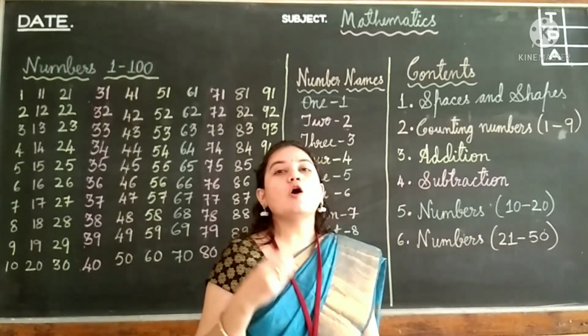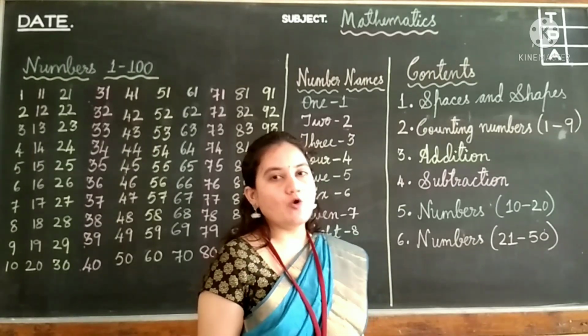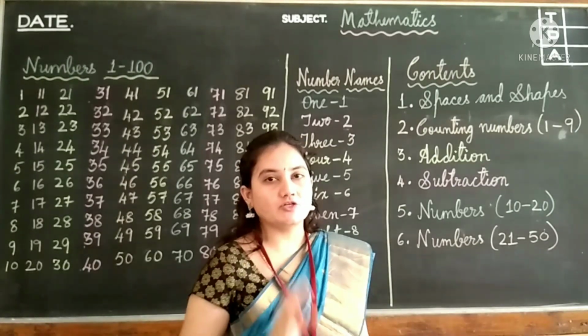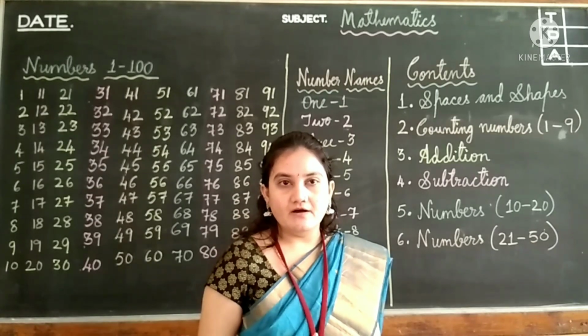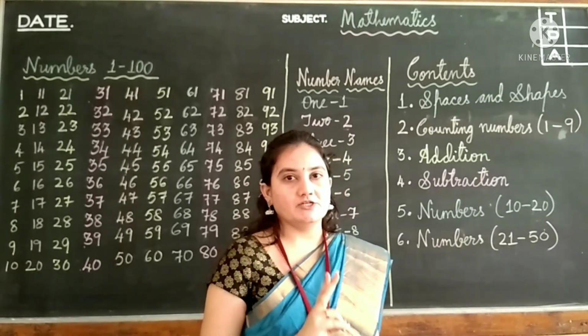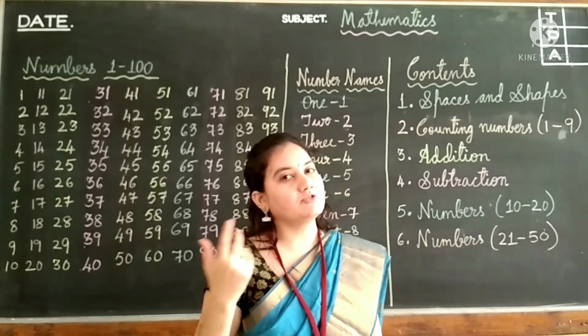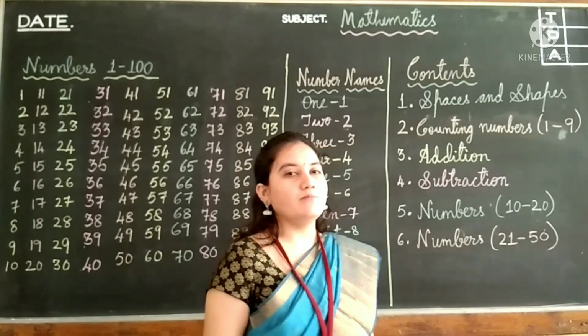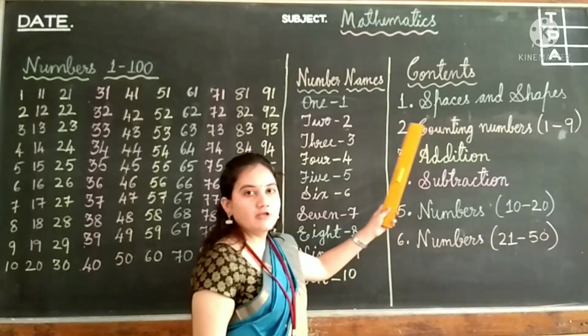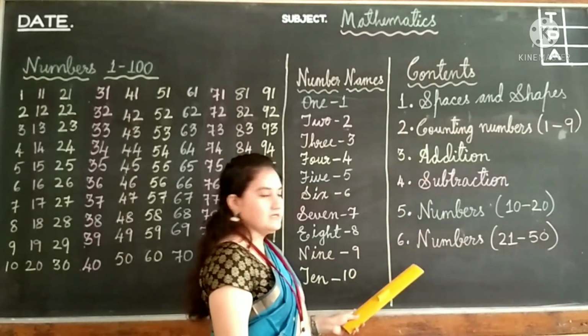Contents means the topics or the chapters which are going to be handled in the first semester. In the full academic year, there will be two semesters, children. Okay, semester 1 book and semester 2 book. In the semester 1 book, you are going to learn 6 chapters.